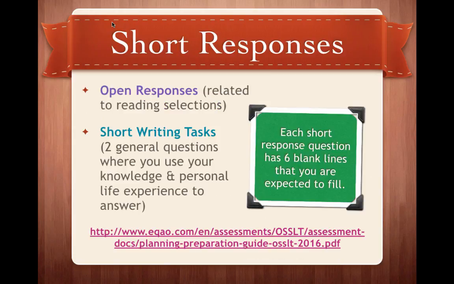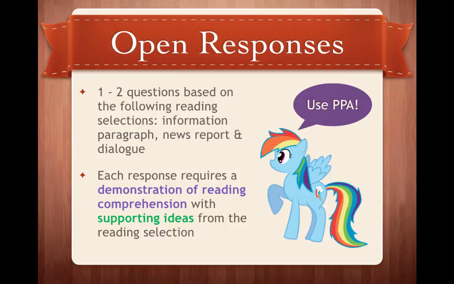There are two types of short responses that you'll encounter on the OSSLT. There are the open responses that are related to the reading selections and also the short writing tasks. Your short writing tasks are just two general questions where you use your knowledge and your personal life experience to answer. Another key thing to note is that every short response question has 6 blank lines that you're expected to fill. Let's start by talking about the open response questions that you'll get.